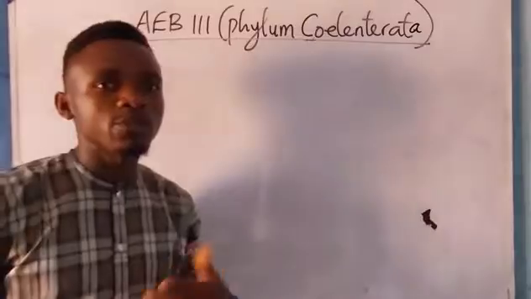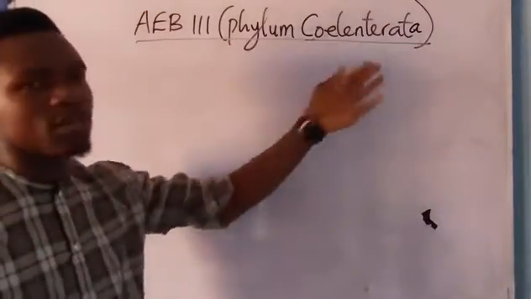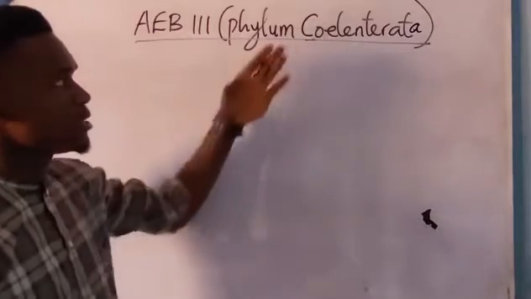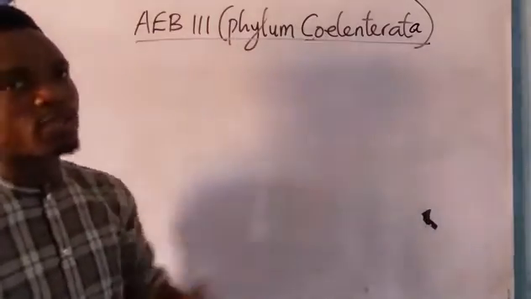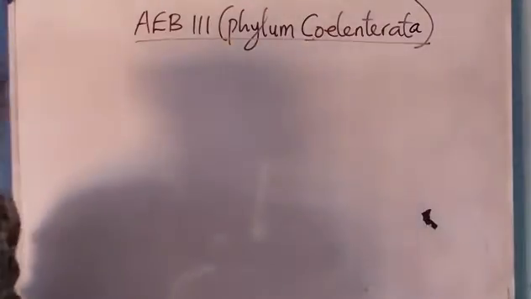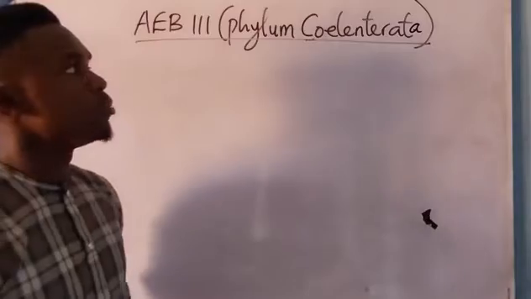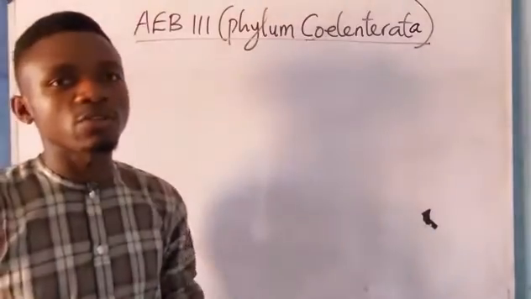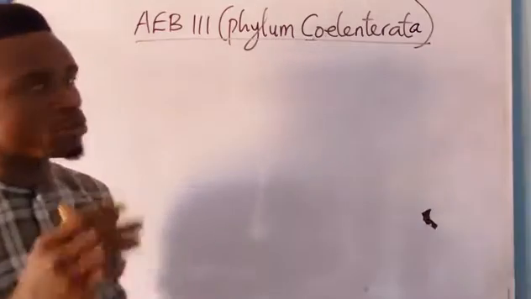In today's video, we'll be discussing AB111 Phylum Coelenterata. I can also say that these organisms are called cnidarians. Before we go into the four classes of the Phylum Coelenterata, we'll be looking at the general characteristics of these organisms, or the general features that these organisms possess.